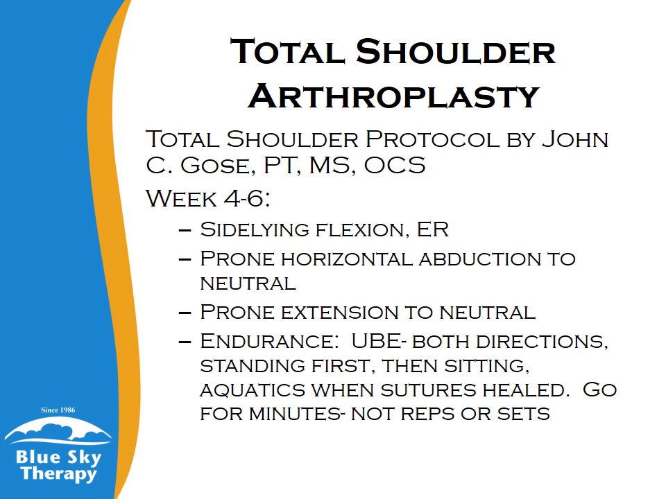Weeks 4 through 6 consist of side-lying flexion and external rotation, prone horizontal abduction to neutral, prone extension to neutral, and endurance, such as a UBE in both directions, standing first, then sitting, aquatics when sutures are healed, and go for minutes, not repetitions or sets.